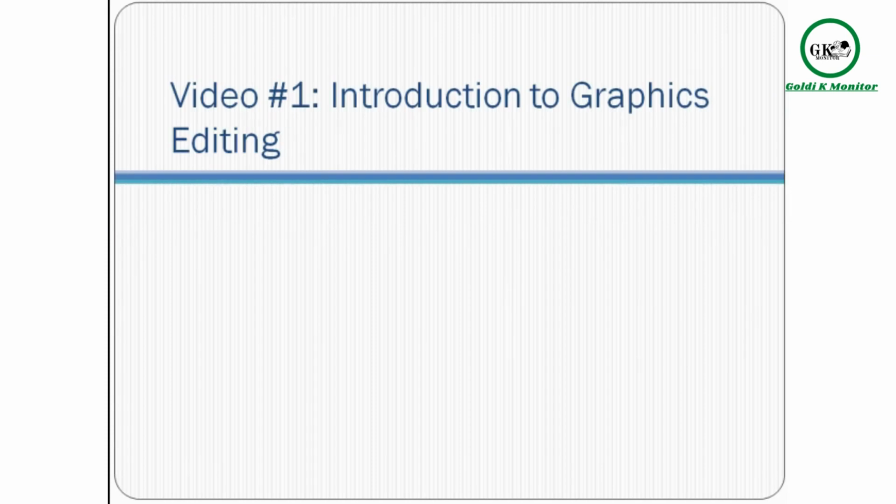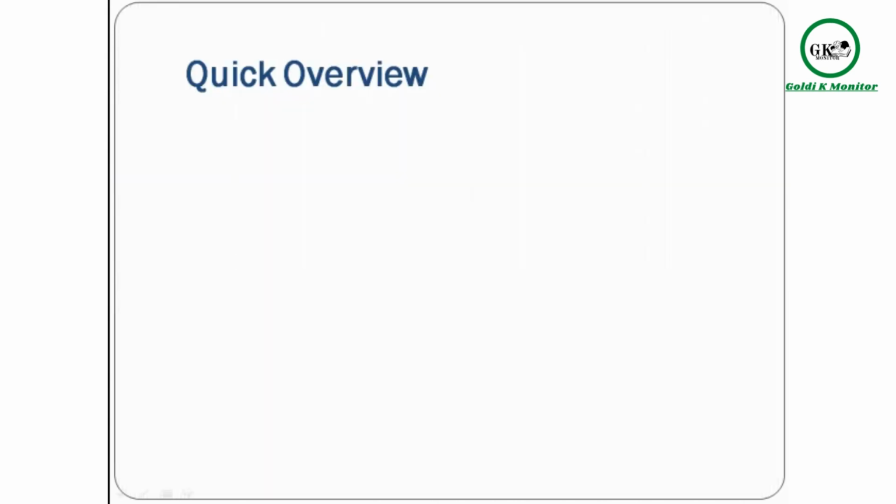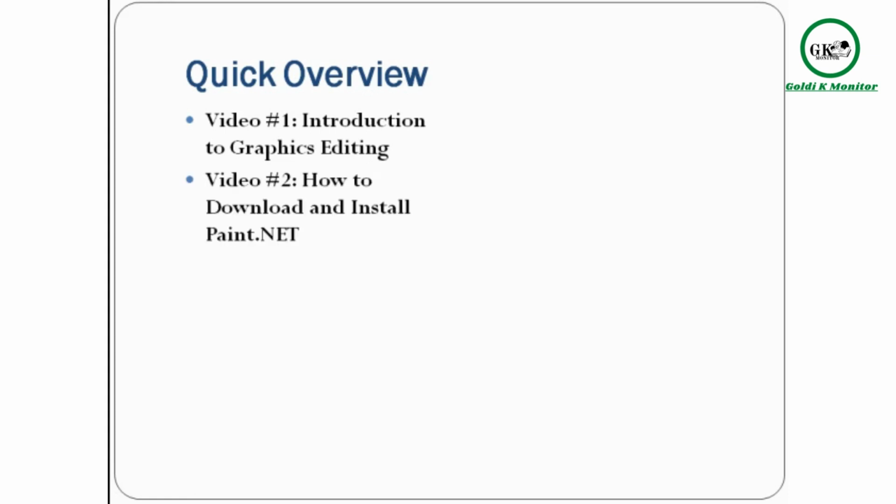This is video number one. It's the introduction to graphics editing, and before I move on, I want to talk about a quick overview so you have an idea of all the videos in the specific video course, how they relate to each other, and knowing this, I know it'll help you implement this quicker and easier. First of all, this is video number one. Video number two, we're going to talk about how to download and how to install paint.net.